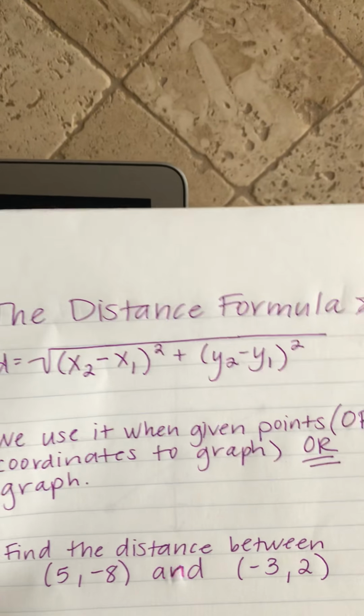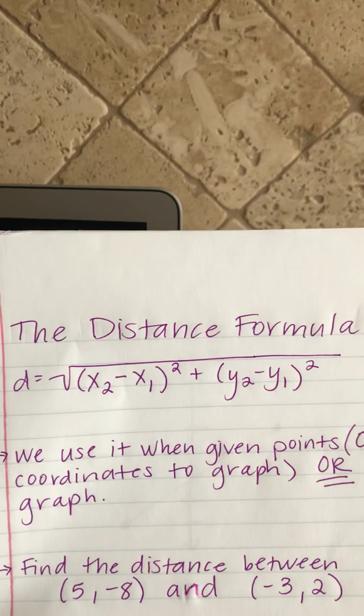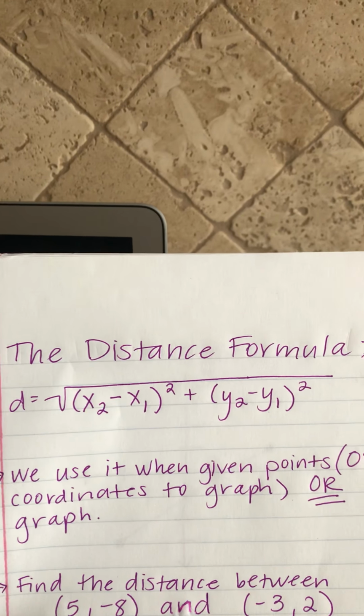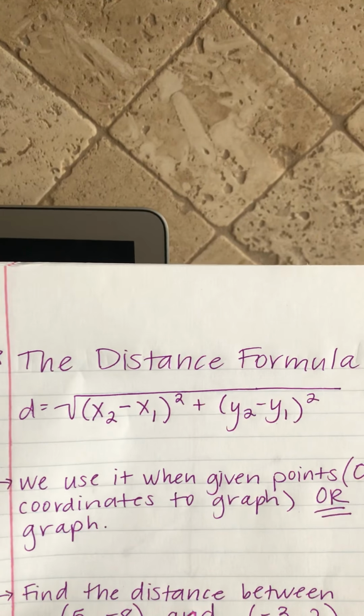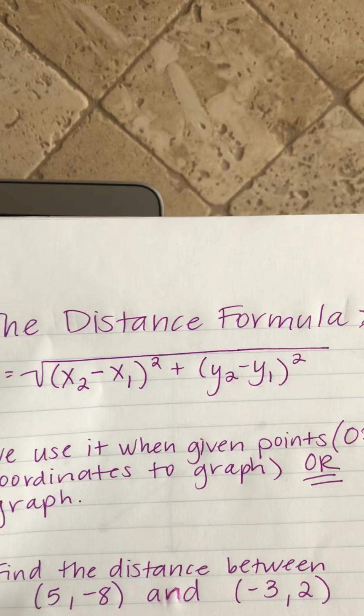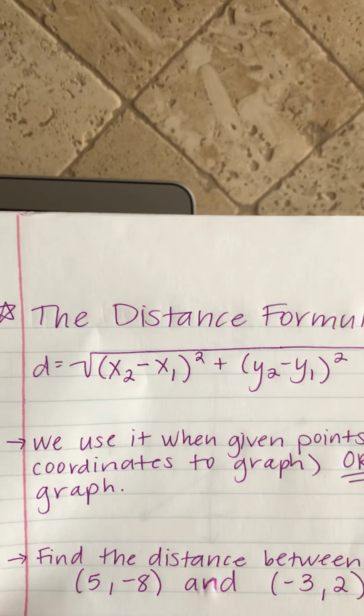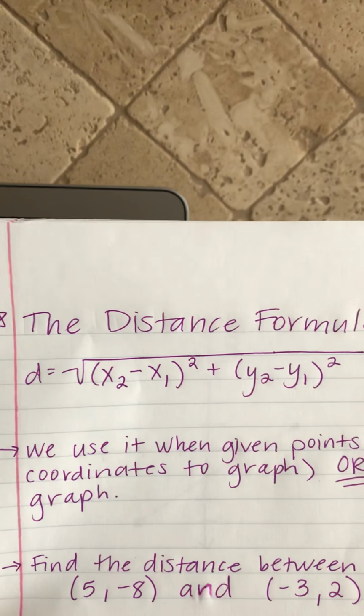Now, where do we get x1, y1, x2, y2? They come from two coordinates. The distance formula is used to find the distance between two coordinates. One thing to always keep in mind is your distance is never going to be negative. It's always going to be positive. So if you get a negative answer or you try to take the square root of a negative, you have done something wrong and you need to go back and check.